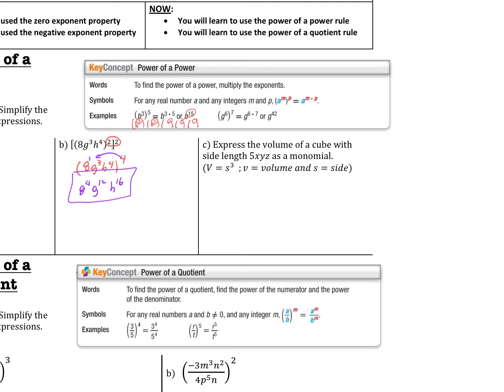All right, express the volume of a cube with side length 5xyz as a monomial. So if that's the side length, they want us to cube it. So then I would have 5xyz to the 3rd power, and all of these on the inside here, right, have a power of a 1. So then it's really 5 to the 3rd, x to the 3rd, y to the 3rd, z to the 3rd.